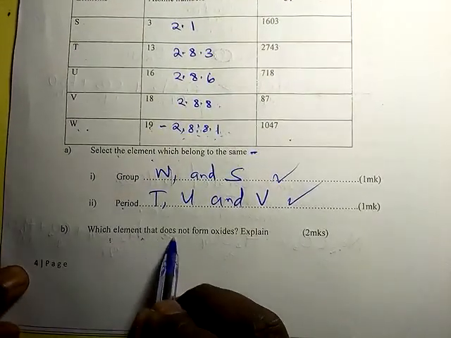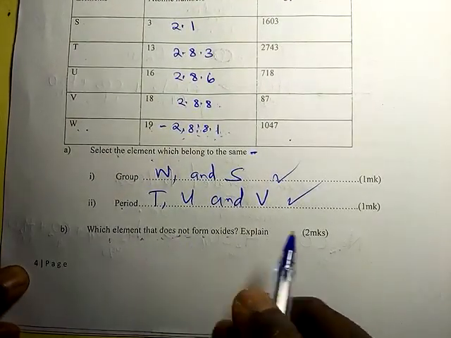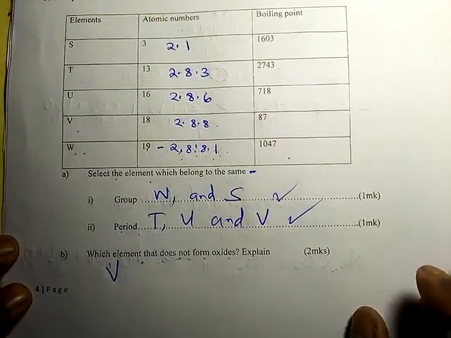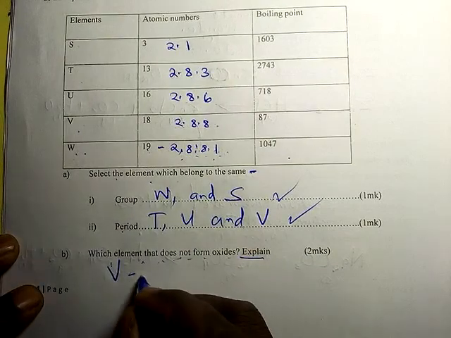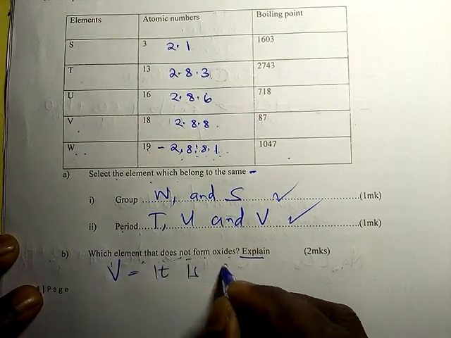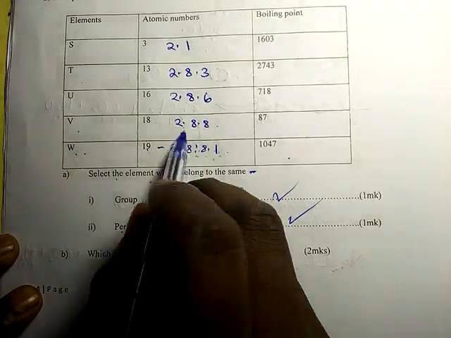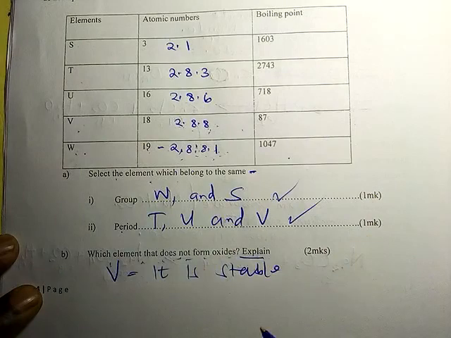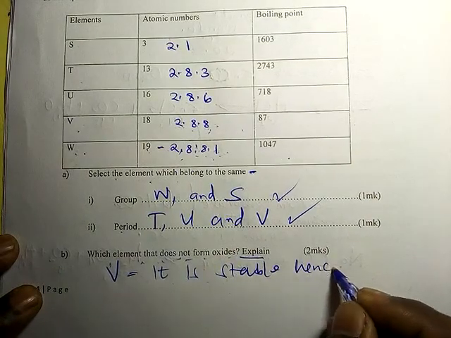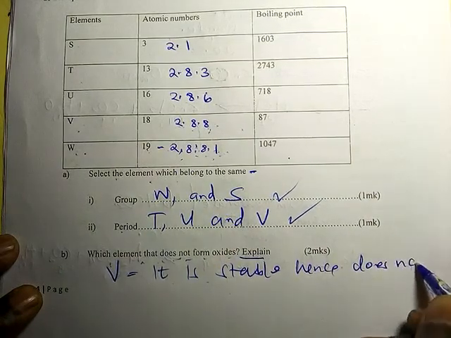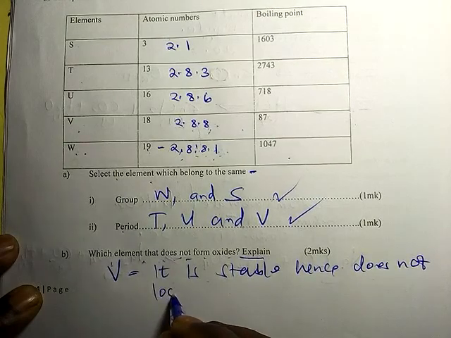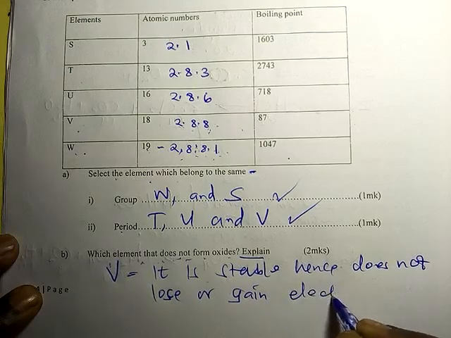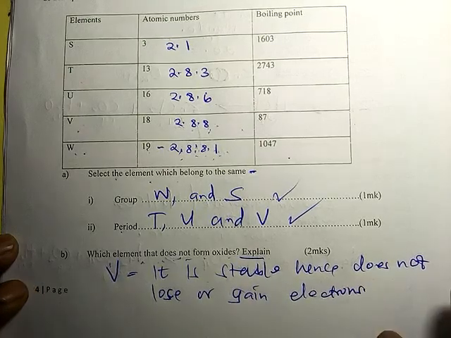Which element does not form an oxide? Element V does not form an oxide. Explain. It is stable. You can see it has a stability of 8,8. So it does not need to lose electrons. It does not react. It is stable, hence it does not lose or gain electrons. Therefore, it does not react.